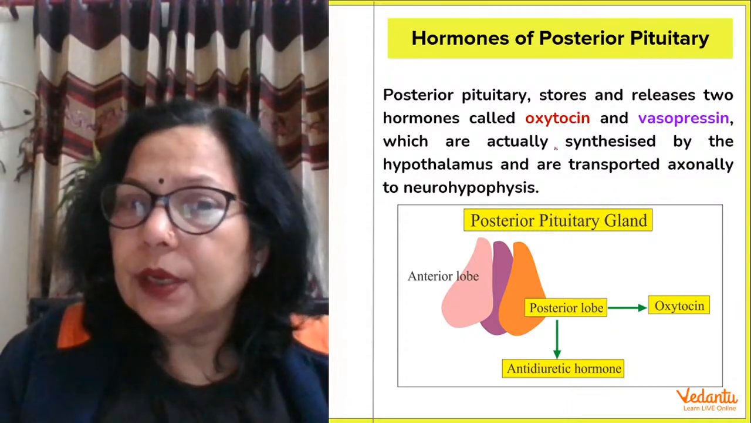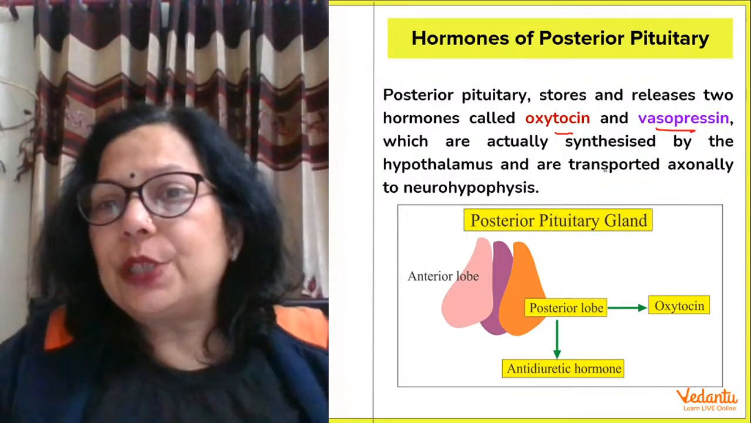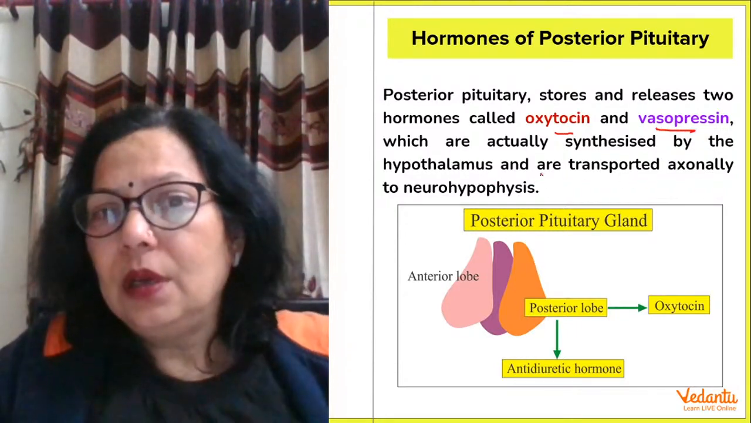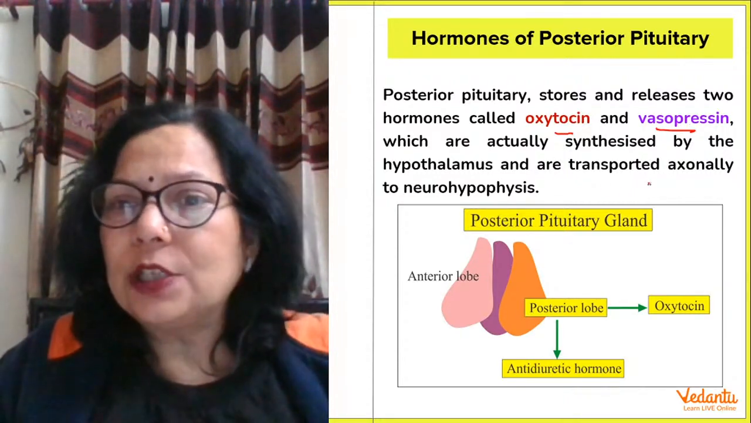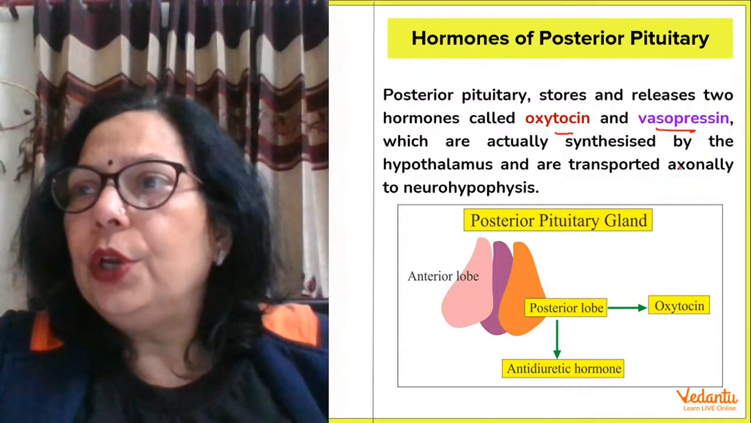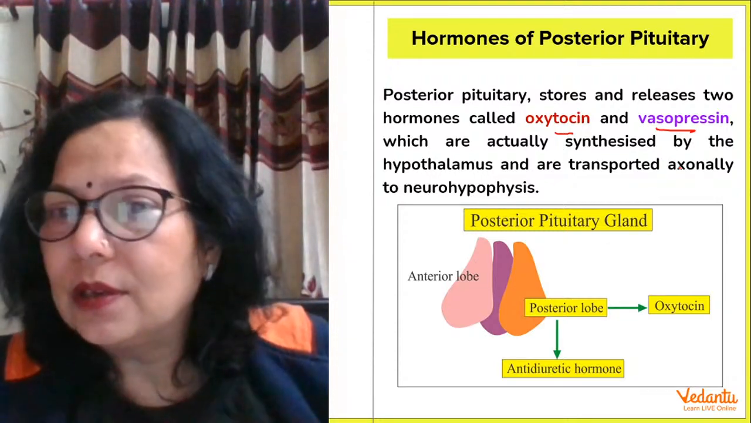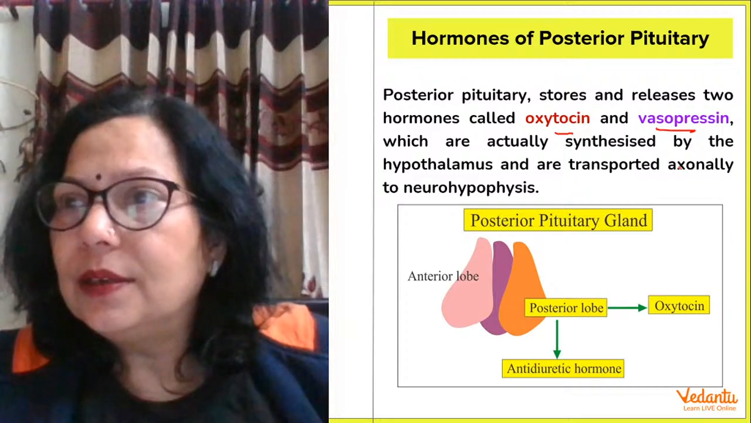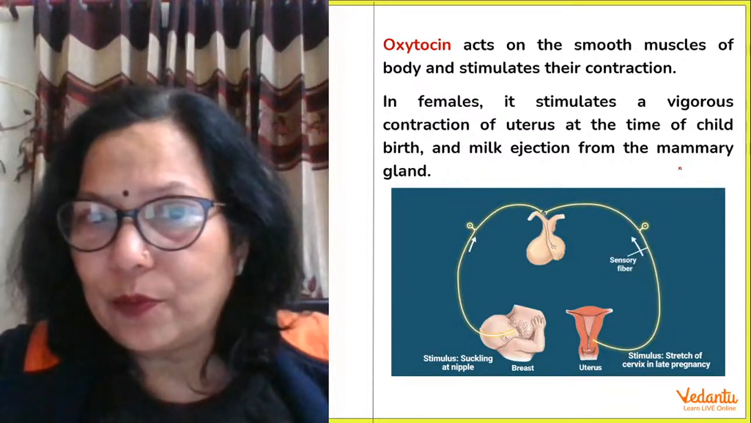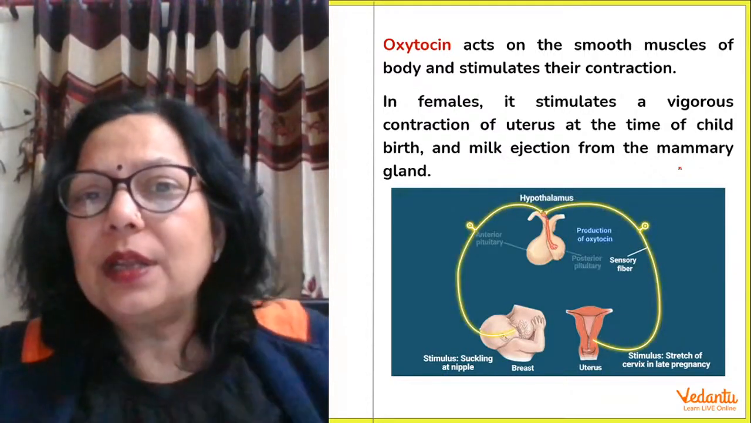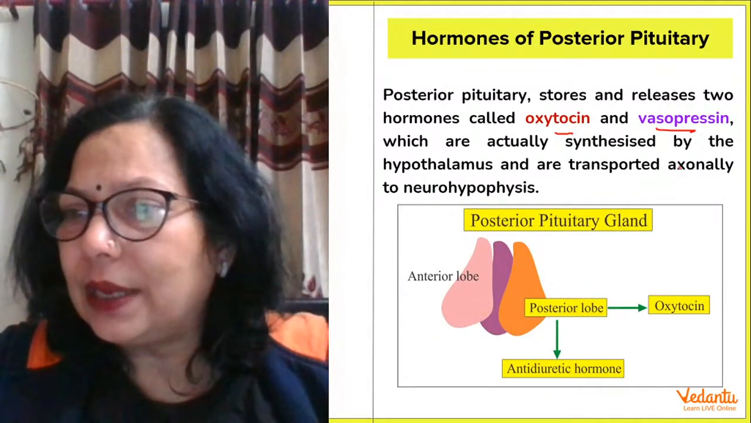The posterior pituitary stores and releases two hormones called oxytocin and vasopressin, which are actually synthesized by the hypothalamus. These two hormones of the posterior pituitary are synthesized by the hypothalamus and transported axonally to the neurohypophysis. Oxytocin acts on smooth muscles of the body, and in females it stimulates vigorous contraction of the uterus at the time of childbirth. We'll do the posterior part in the next session.